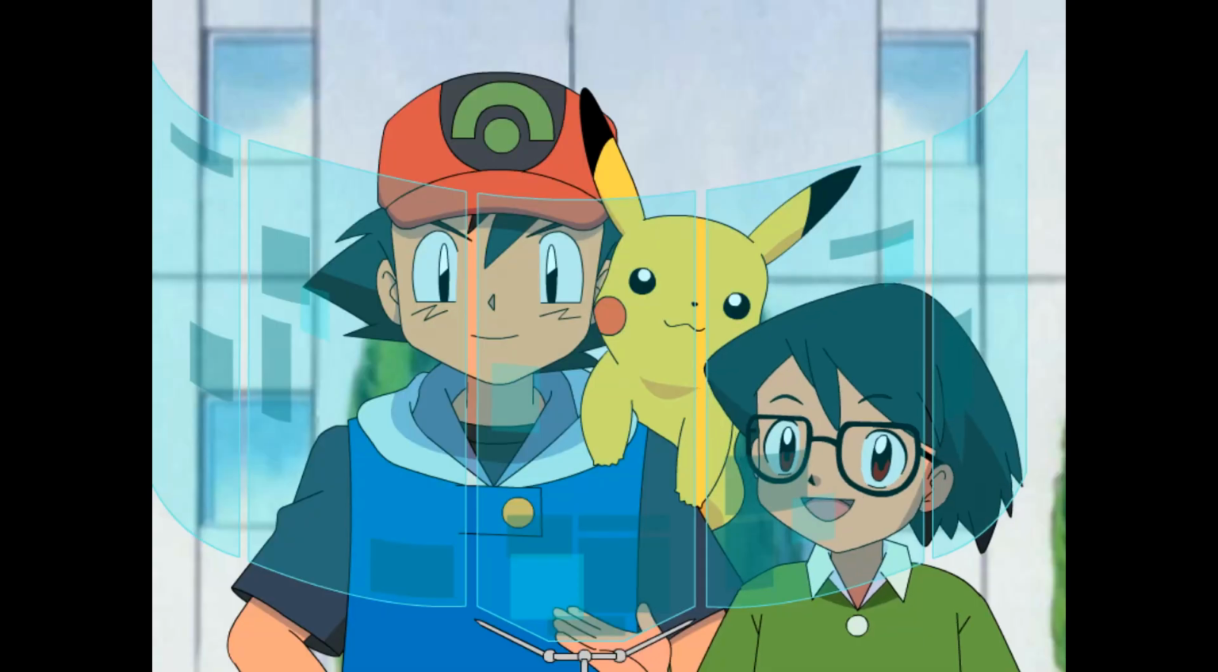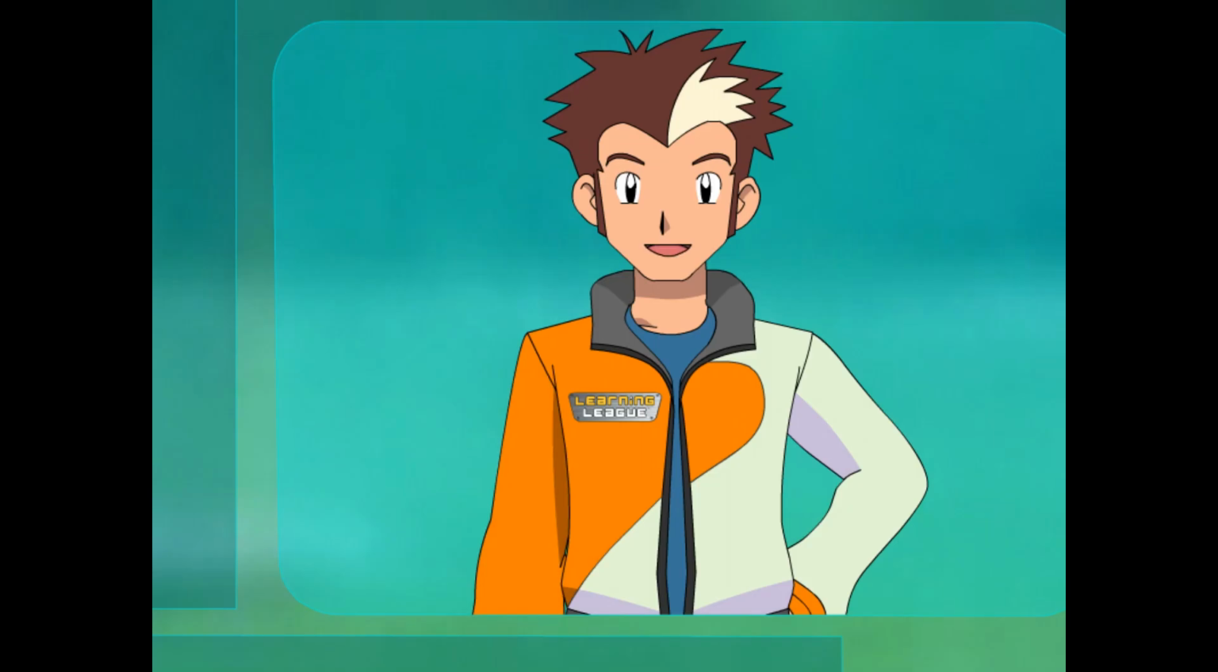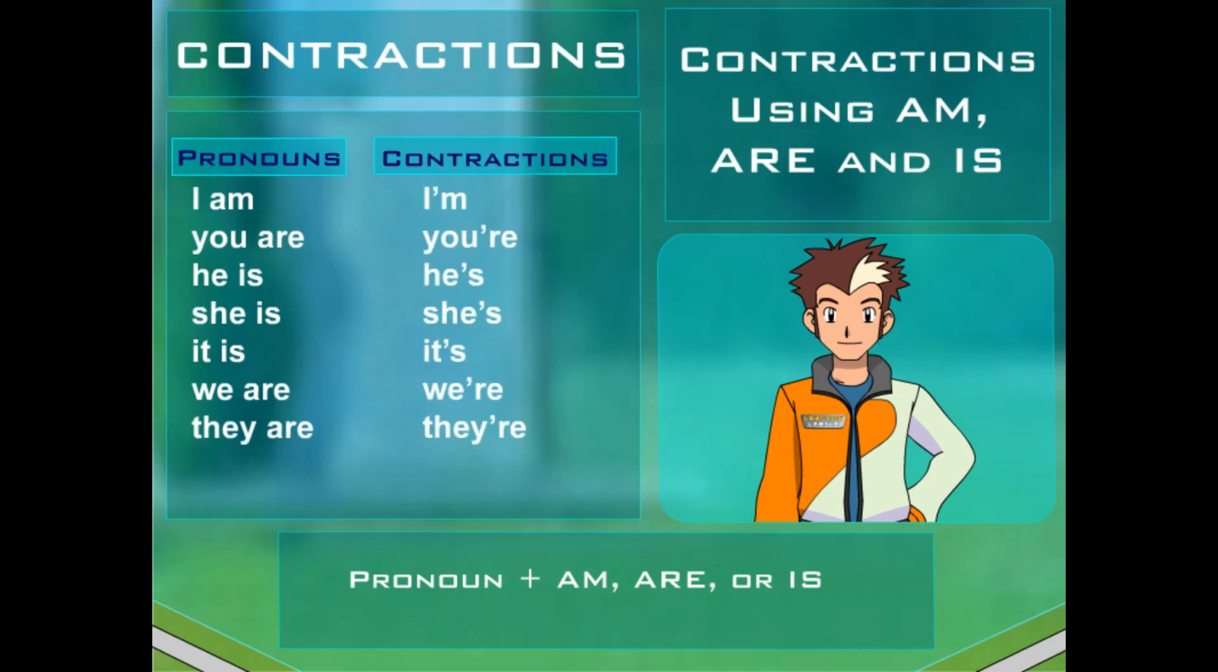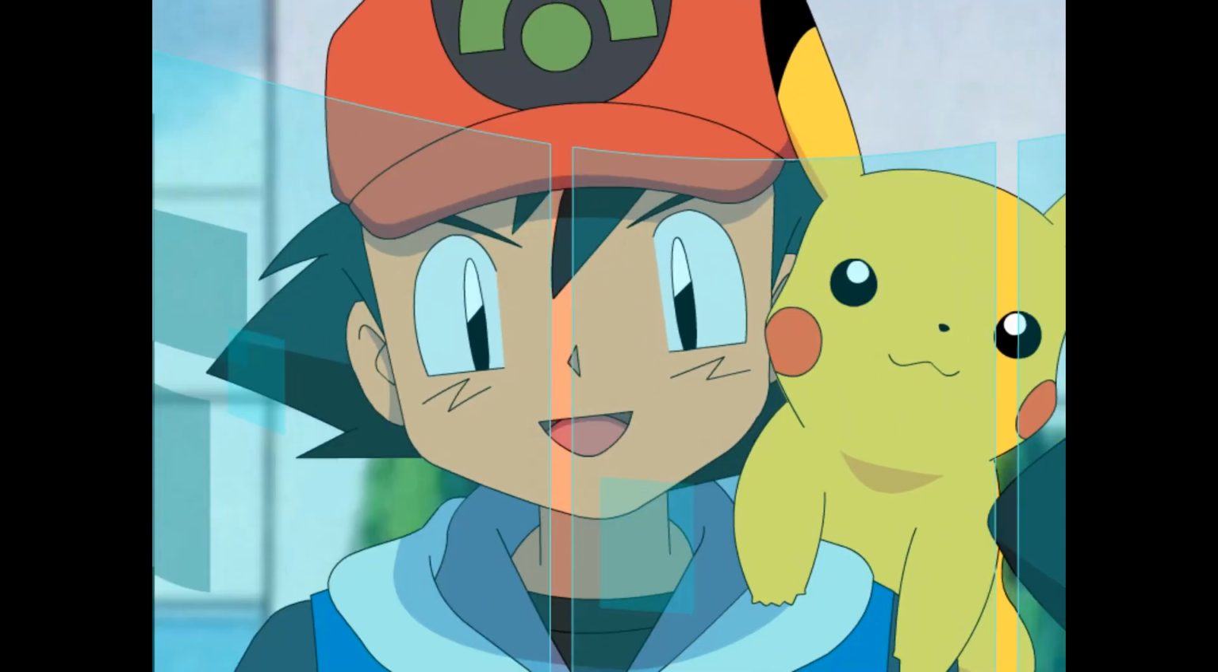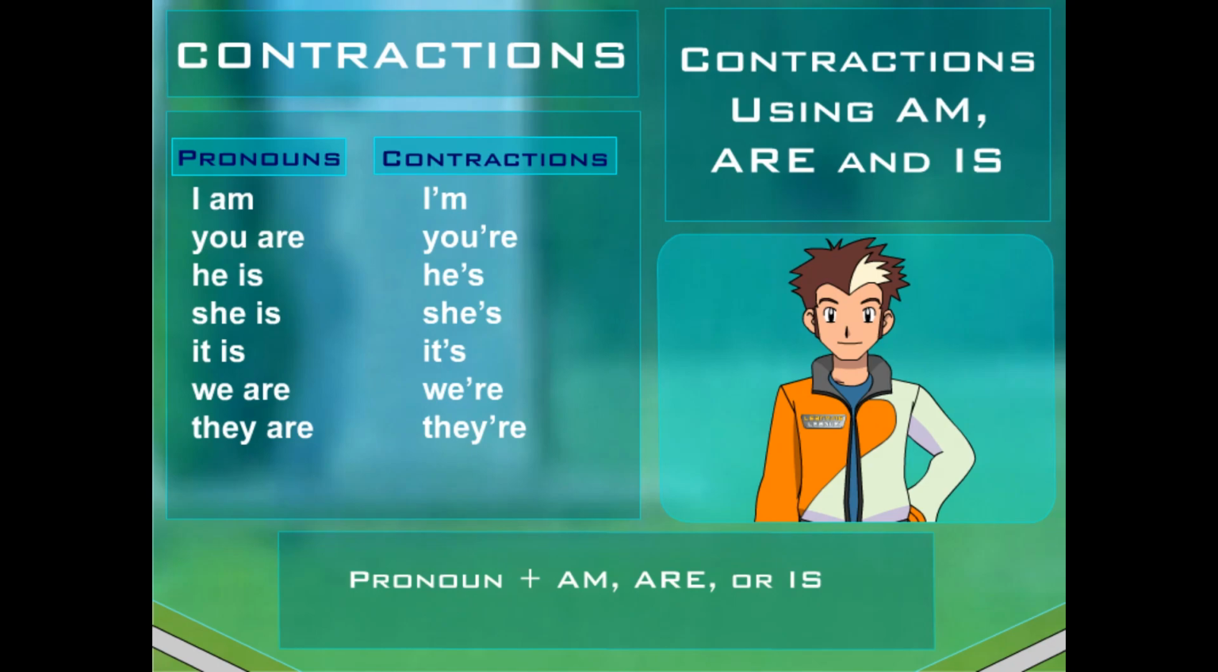Sure glad I know my pronouns. Me too, since there are a couple of other pronoun-verb contractions you need to know. Check these out. They're made with am, are, and is. Hey, I think I see the pattern here. You combine the two words and take out the first letter of the second word. Yeah, you take out the A or the I and put in an apostrophe.